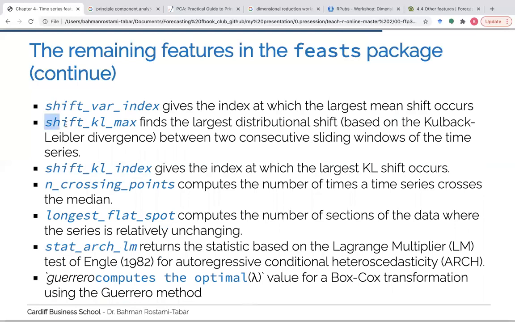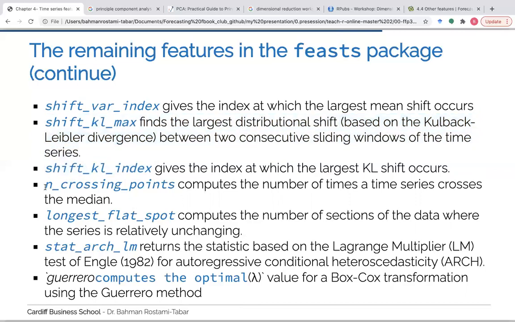We can also have shift underscore KL underscore max, and this finds the largest distributional shift. Again, this is based on a metric or a test. I don't know, I'm not familiar with this. So if you're familiar with this, let me know. As I said, unfortunately, I didn't have time to investigate more about different aspects of this. But I think this is something I need to know what it is about. So this will, again, provide the index of this previous measure we discussed here.